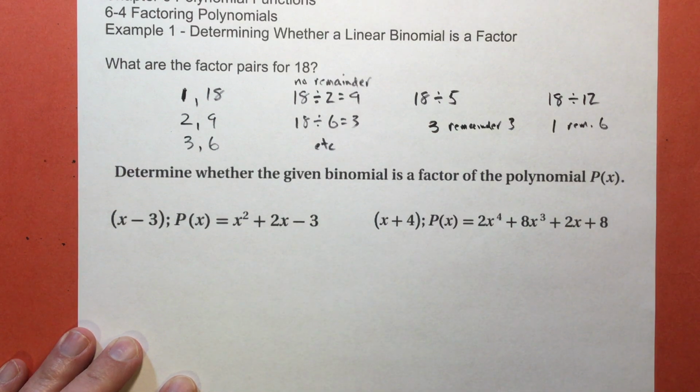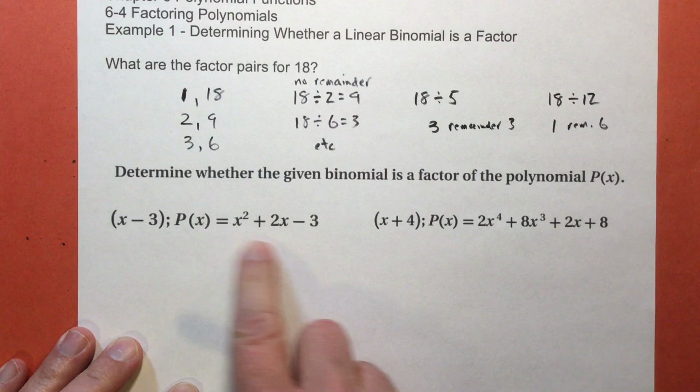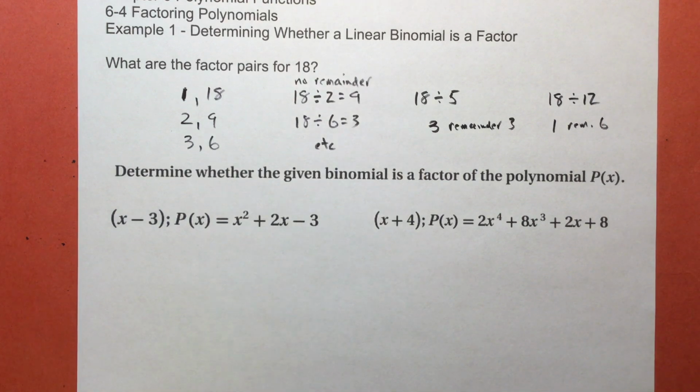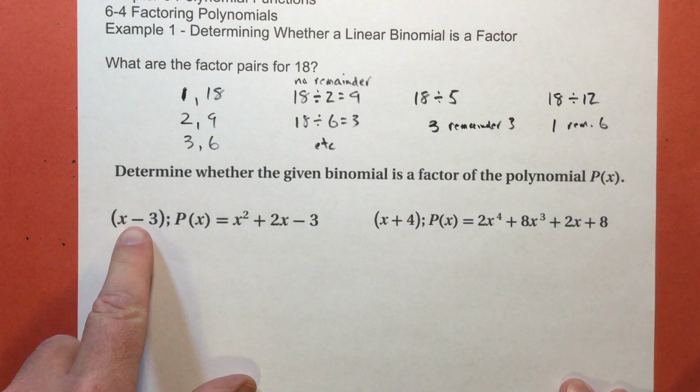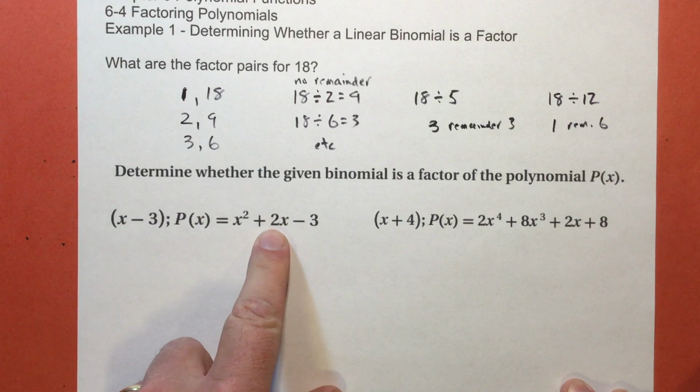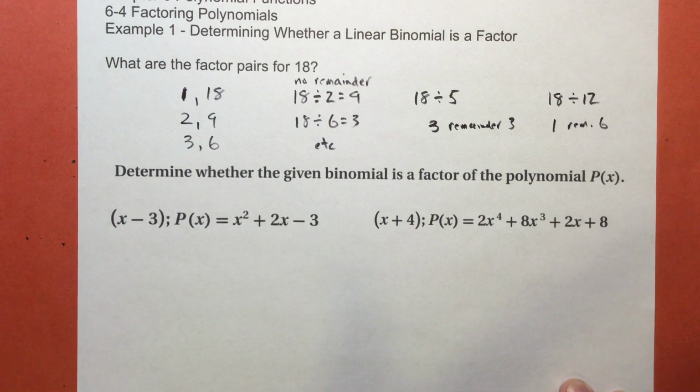How am I going to know to do that? I'm going to divide this by that, and if I get a remainder that's not 0, then I know it is not a factor. But if my remainder is 0, then I have a factor. And being able to use this skill, being able to start off with this binomial and divide and see if it's a factor with no remainder, that's a very important skill leading toward the main idea of this section.